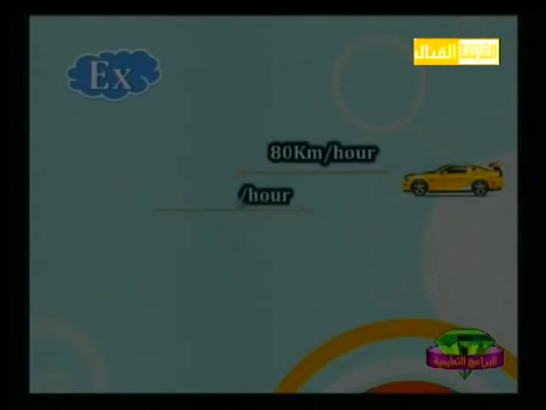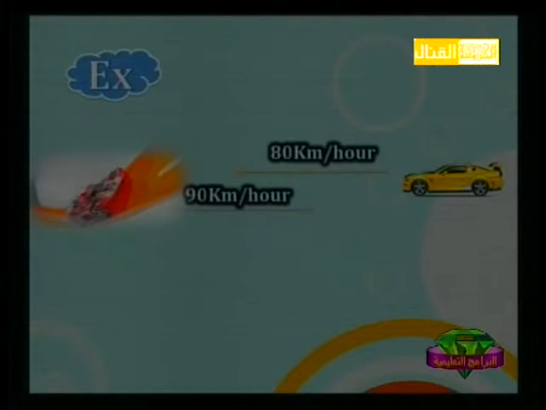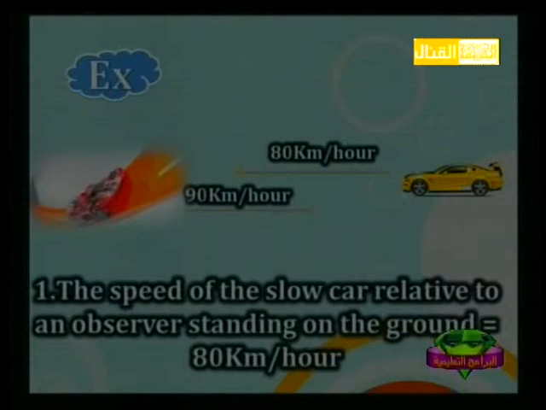Example. Car move. Yes, my crazy car moves at 80 kilometers per hour. In the other direction, there is another car that moves at 90 kilometers per hour. Catch it, my dear. What about your speed if you stand on the ground for the first car? Yes, like the last example, it will be 80 kilometers per hour. What about the other example?